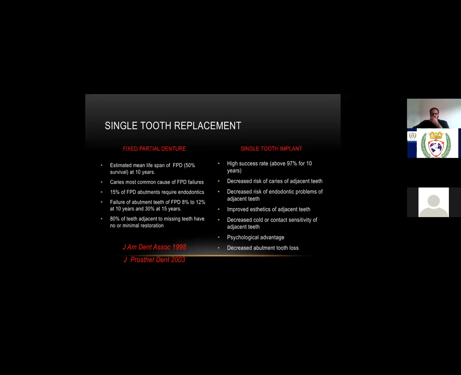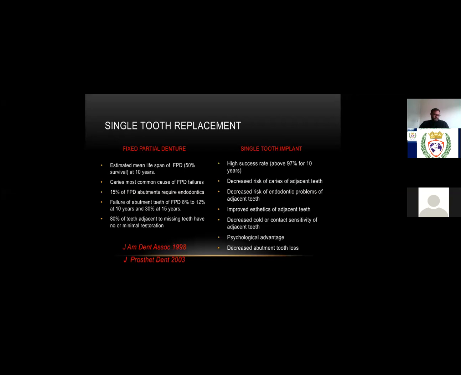So when we do a fixed partial denture and we look at after 10 years, the literature says 50% survival rate is evident. That means out of 100 FPDs you do, maybe 50% will survive. Then when you compare the single tooth implant, the success rate goes up to 97% for about 10 years. Then caries is the most common cause of fixed partial denture failure. They say around 60% of fixed partial dentures fail due to the caries of the abutment teeth, and another 30% goes because of the periodontal problems.